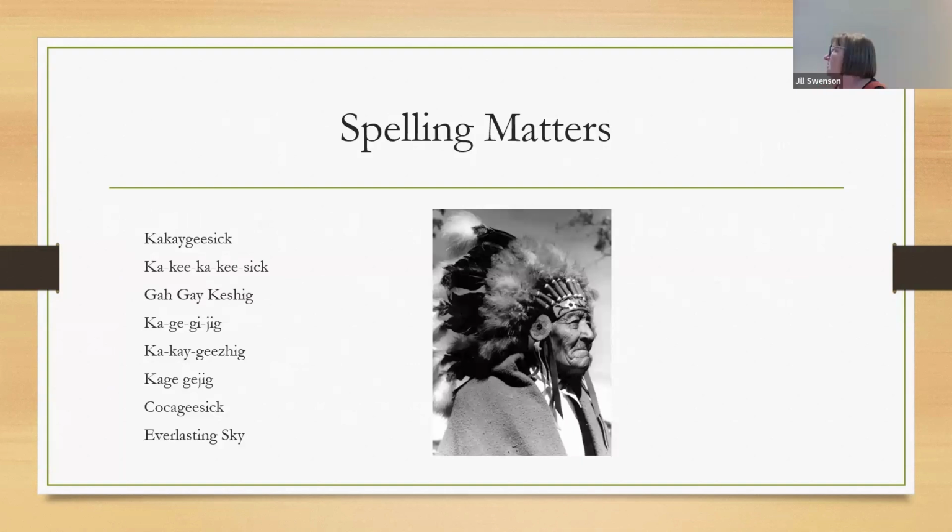Kakagisic. This is a photograph that was taken in 1958 by a Department of Conservation photographer. And it's been on postcards. They still sell them in Warroad at the Trading Post, right? Because Kakagisic was quite a well-known figure in town. He was a medicine man who lived to the age of 124.